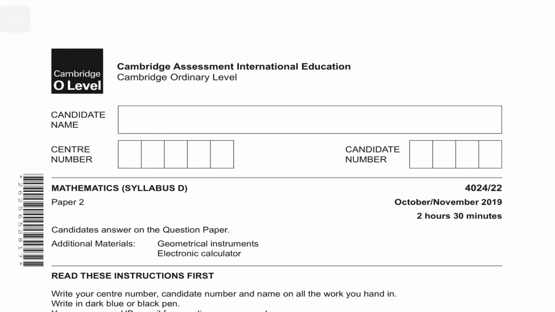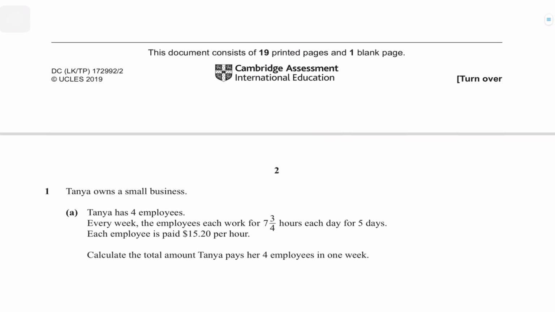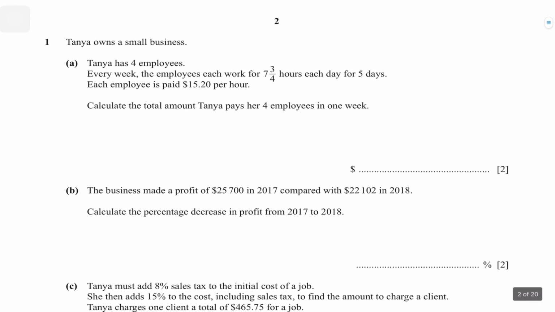Alright, in this video we're going to be solving the past paper of October-November 2019, paper 2, variant 2. Okay, so let's get started.